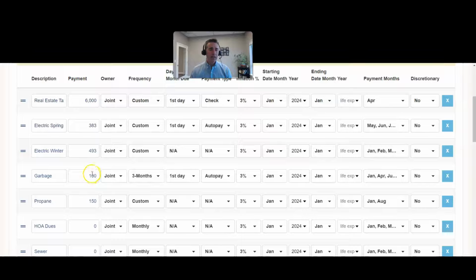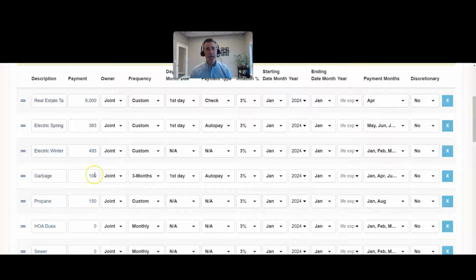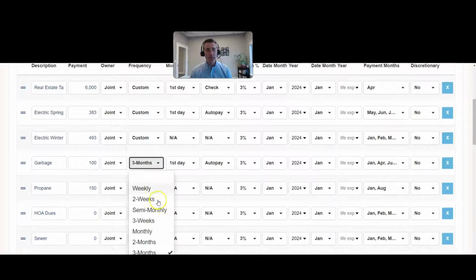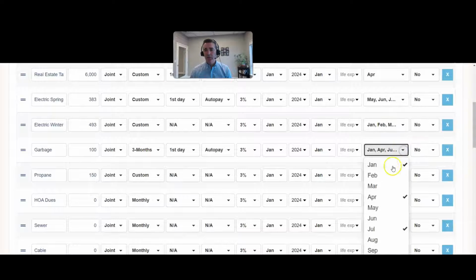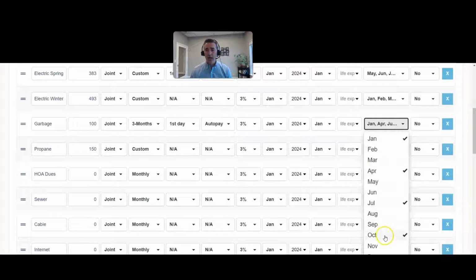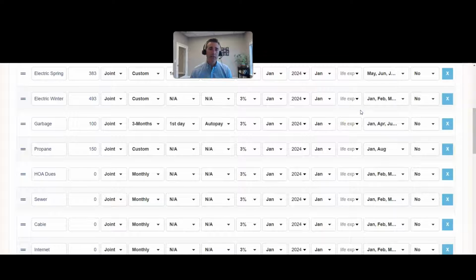The next thing here, under garbage, they only pay $100 every 3 months for this expense. So you can notice here we just selected 3 months, and then automatically January, April, July, and October are selected as the months that that expense happens. And then they have propane that they pay for twice a year. So we're going to say that they pay that in January and August to fill up their propane tank.